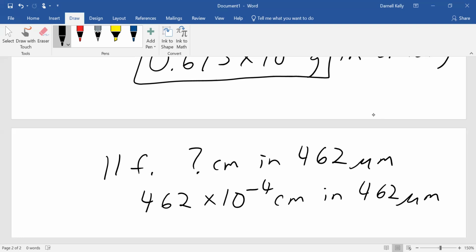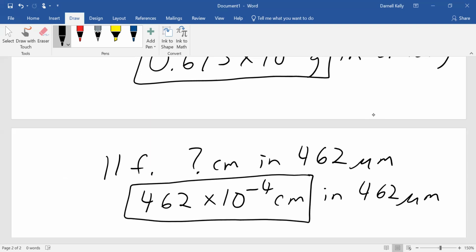Identify centi, 1, 4, stop at the micro line. That's 4 powers of 10 left, or 10 to the minus 4. 462 times 10 to the minus 4 centimeters, 462 micrometers or microns, 462 microns.